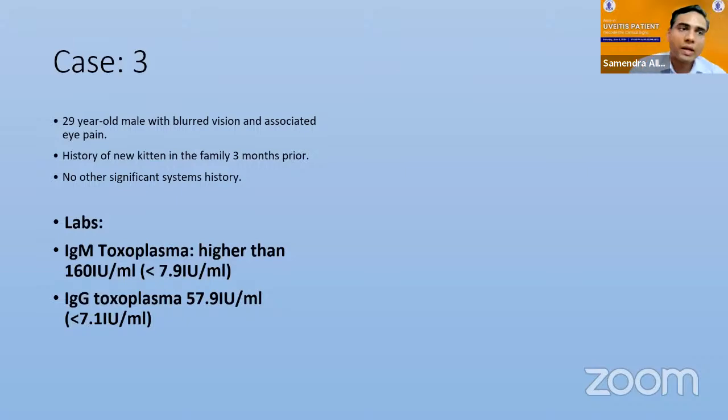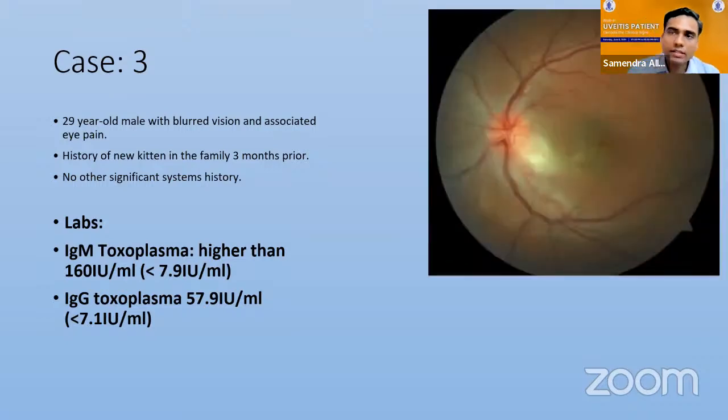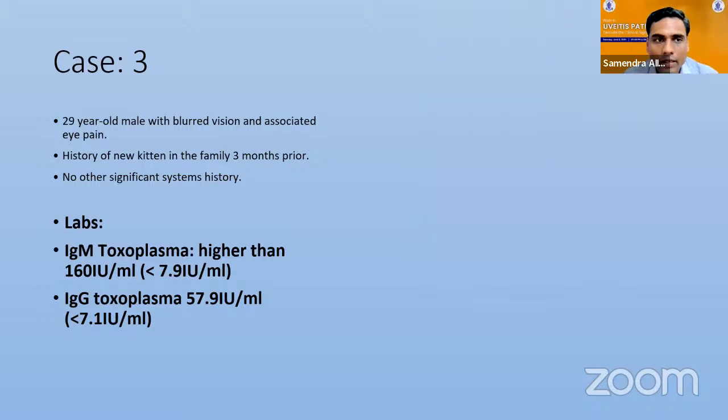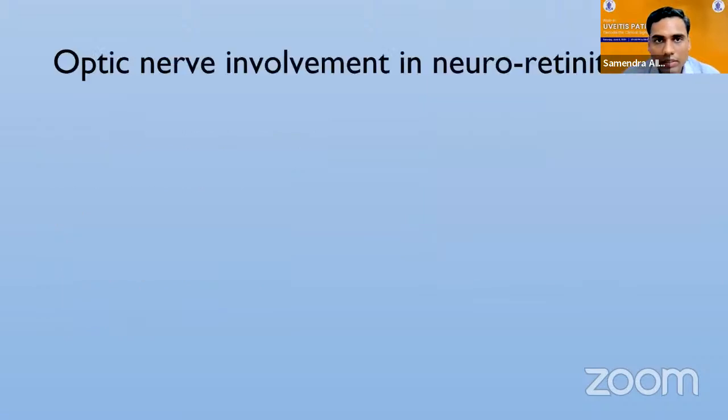Case 3. A 29-year-old male presented with blurred vision and associated eye pain. There was a history of new kitten in the family 3 months prior. There was no other significant systemic history. The labs revealed IgM toxoplasma was higher, 160 international units, and IgG was 57, both were higher. We can see that there is a whitish lesion adjacent to the optic nerve head with surrounding edema. So this was a clear-cut case of toxoplasma neuroretinitis.